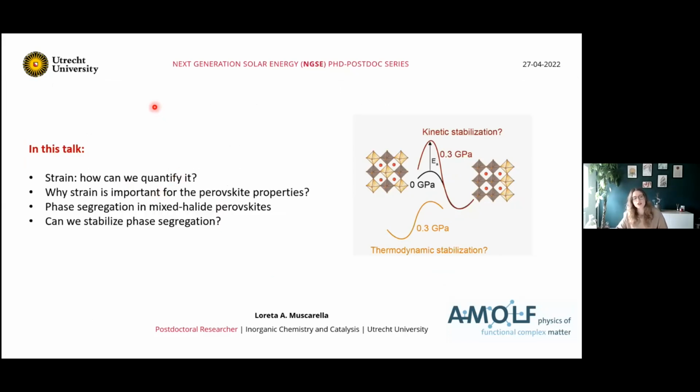So during my talk, what I will discuss is essentially what is strain, so how we can induce strain in perovskite and how we can quantify this strain, but also why this strain is important for this material and for its properties. And then I will jump into the phase segregation, which is a phenomenon that is very common in mixed-halide perovskite, and then I will show you how we can stabilize this phase segregation by playing with strain.